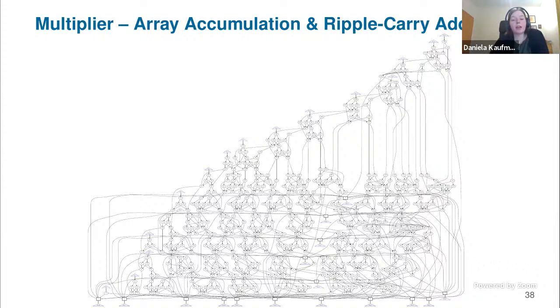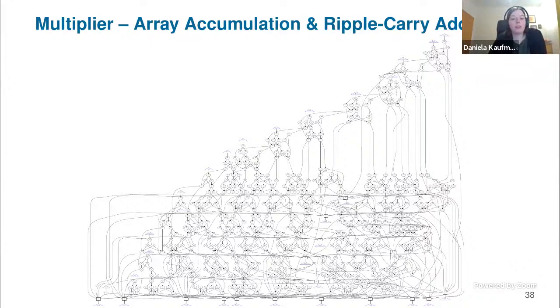And this multiplier uses an array accumulation to add up the partial products. So this is this block down here, where full adders are arranged in a grid-like structure to sum up the partial products. And then here on top, we have a ripple carry adder, which consists of a sequence of full adders, which are used to compute the final outputs of the circuit.